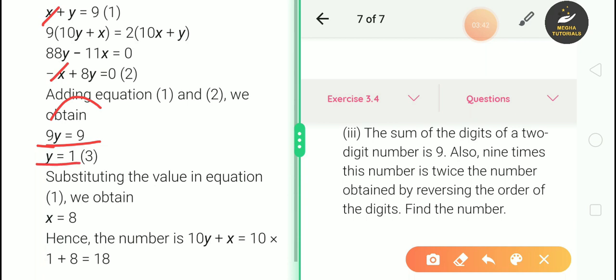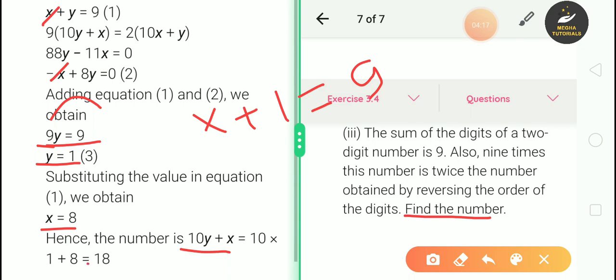Put this value in equation 1, so we'll get x plus 1 is equal to 9, so x is equal to 9 minus 1, that is x is equal to 8. So we want the original number, and original number is 10y plus x, so we can put this value of x and y in this equation. So 10y plus x, so 10 into 1 is 10 and x is 8, so 10 plus 8 is 18, therefore required number is 18.